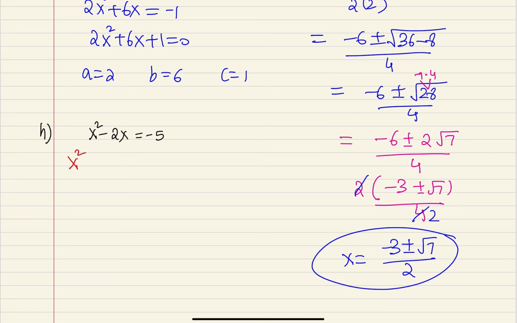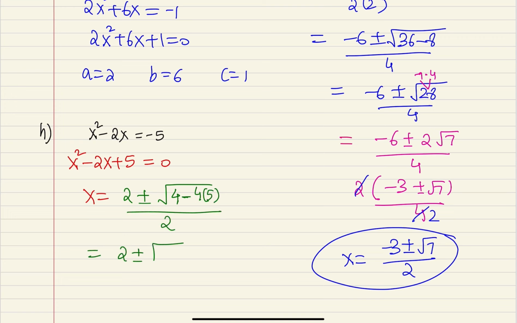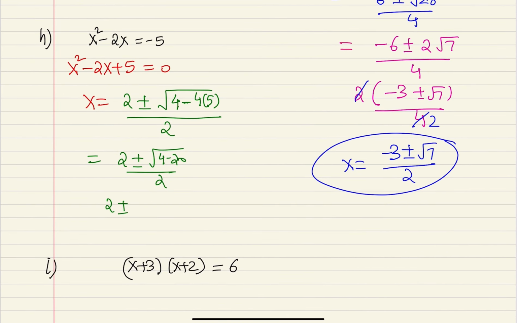Here we have x squared minus 2x plus 5 equal to 0. So let's go ahead and directly plug a, b, c into the quadratic formula. Here a is 1, b is negative 2, c is 5. So negative b, negative and a negative will make it a positive. b squared minus 4ac divided by 2. 2 plus minus square root of 4 minus 20, divided by 2, plus minus square root of negative 16, which is going to be 4i divided by 2. So 1 plus minus 2i is the solution here, imaginary solution in this case.